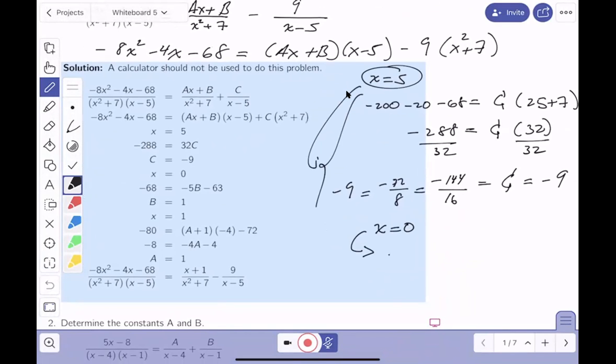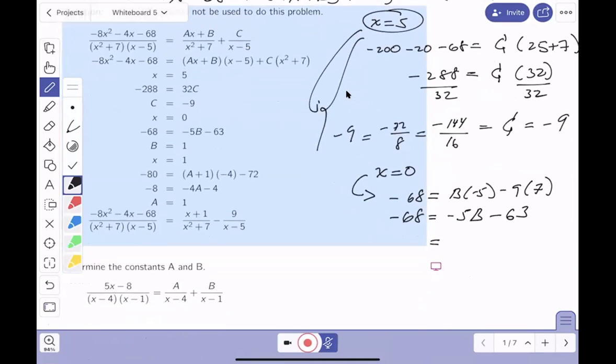What do you get? You get minus 68 equals, well, if x is 0, what would you get? Well, you get b, right, times minus 5. And then you get minus 9 times 7. And that's if x is 0. So it's pretty simple to do. 68, and that's going to be minus 5b, minus 63. Well, it really isn't bad. Add 63 to both sides, you get minus 5 equals minus 5b.